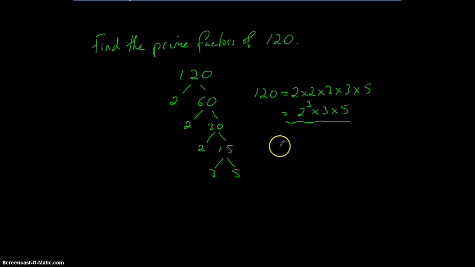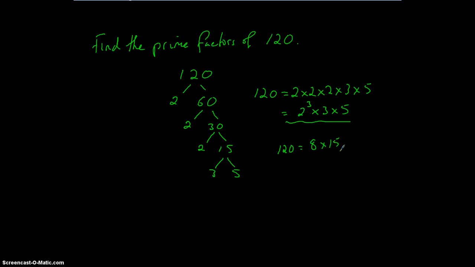Actually, let's just have a look at this 120. How useful is this prime factorization that we've got here? For example, this is 2 times 2 times 2, which is 8, and that's 3 times 5, which is 15. 120 is 8 times 15.